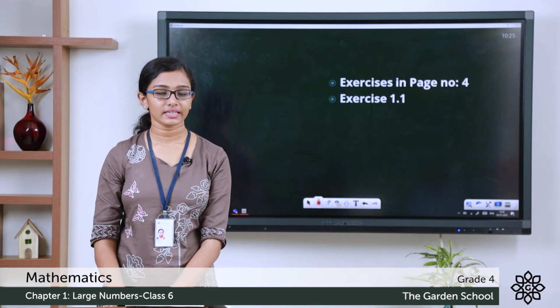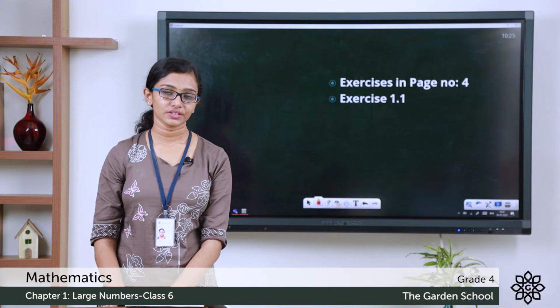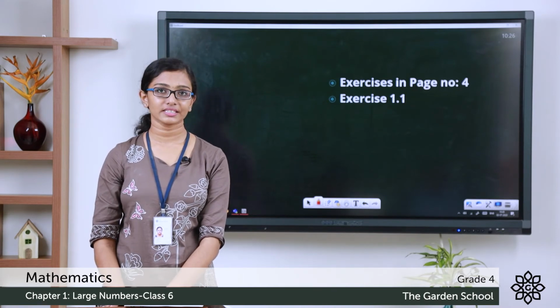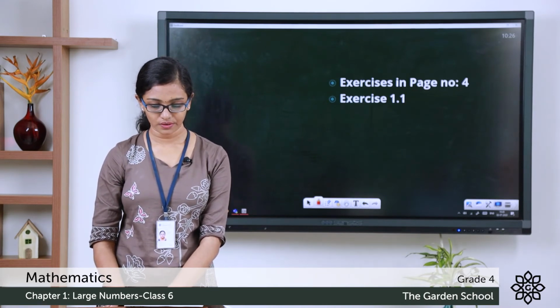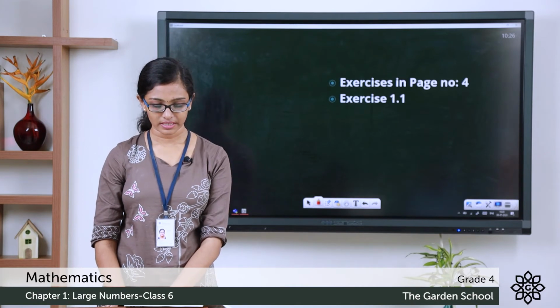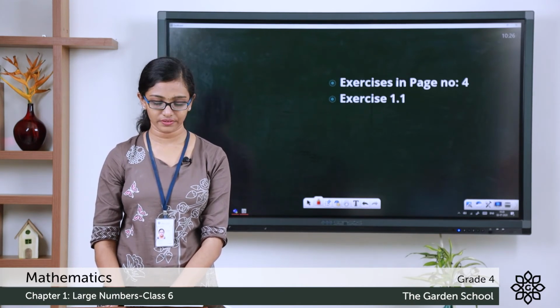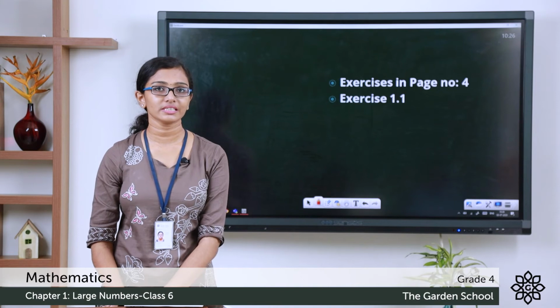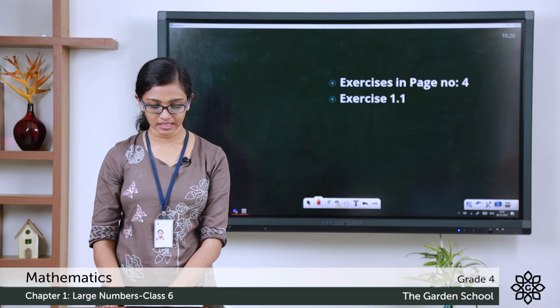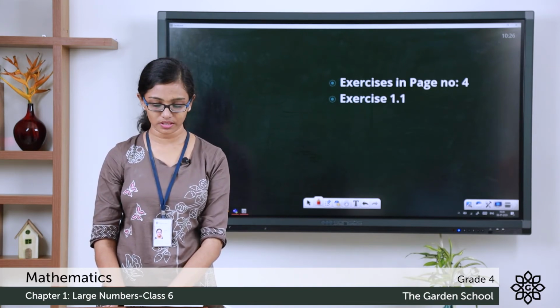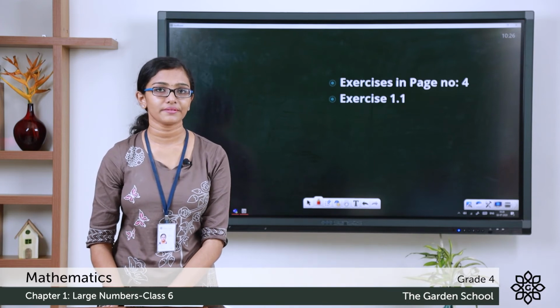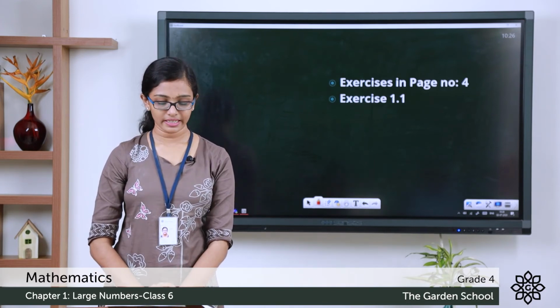Hope you have finished writing that one. So now let's see the answers. For question A, the answer is 16,454. Question B, the answer is 1,53,206. And for question C, the answer is 5,33,847. Now let's move on to question number 8.